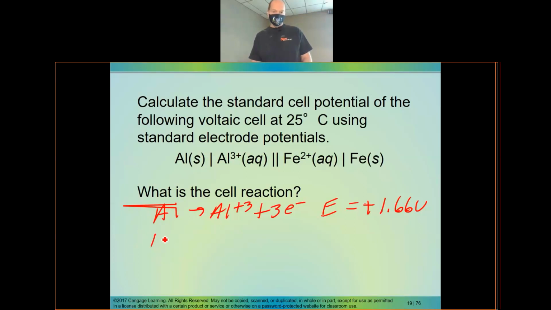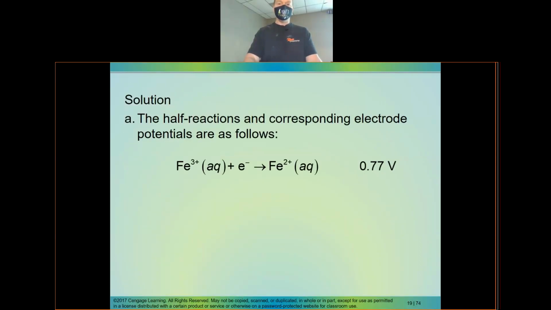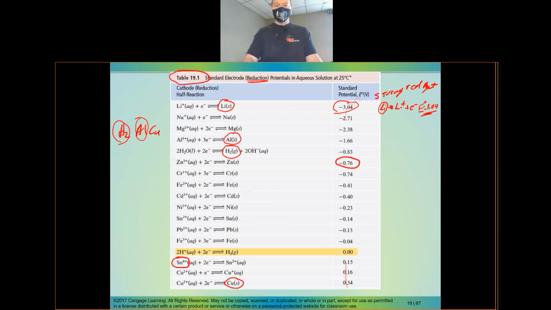And now we have Fe plus 2 plus 2 electrons goes to Fe solid. And now we have to look up that E value. That is not the same as the one we had before, because this is Fe plus 2 going to Fe. Last time we had Fe plus 3 going to Fe plus 2. All right, so we look up our chart. Fe plus 2 going to Fe solid. That is right here. All right, and so the number we have for that is negative 0.41 volts.